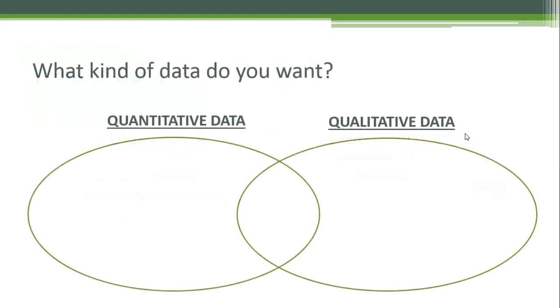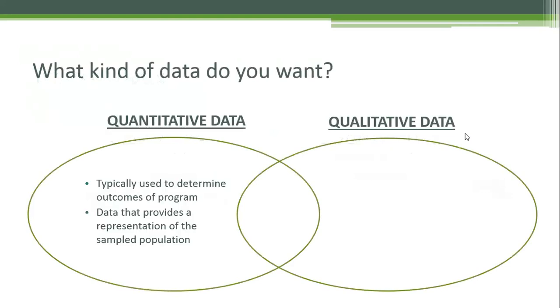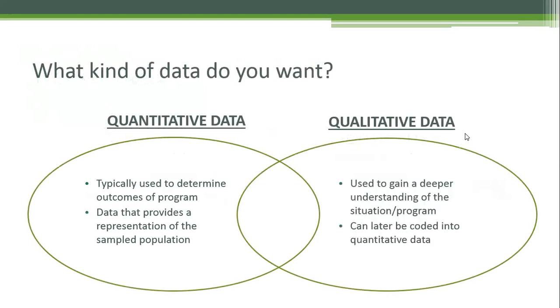So now you know the two types of data. You want to know what kind of data you want when you are evaluating a certain process or program. Quantitative data is typically used to determine outcomes of a program, data that provides a representation of the sampled population. And like I said, it's hard numbers. Qualitative data can be used to gain a deeper understanding of the program. Receiving feedback through things like surveys allows whoever's collecting this data to understand how these people really feel. And this information can also be later coded into quantitative data.